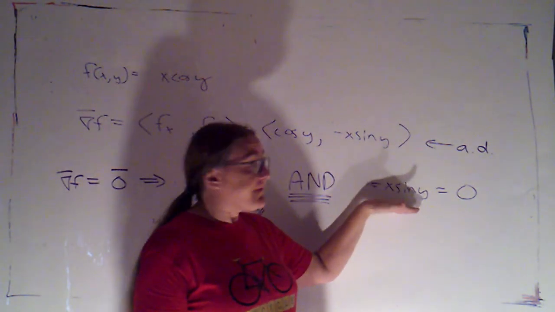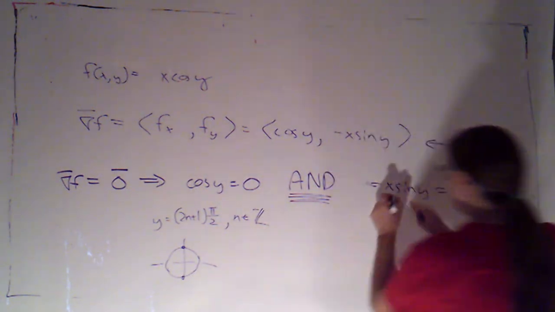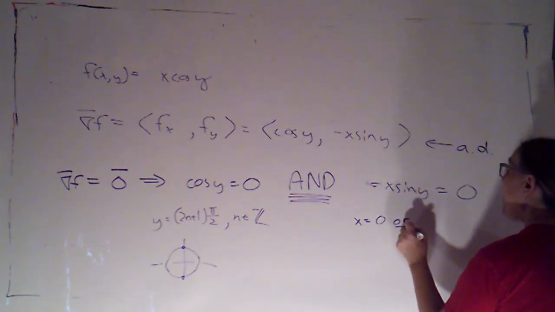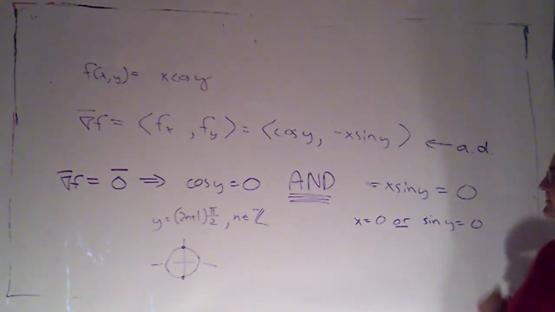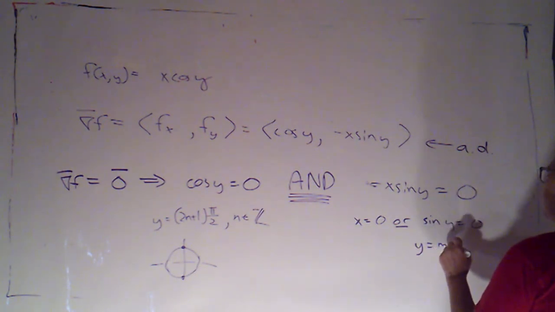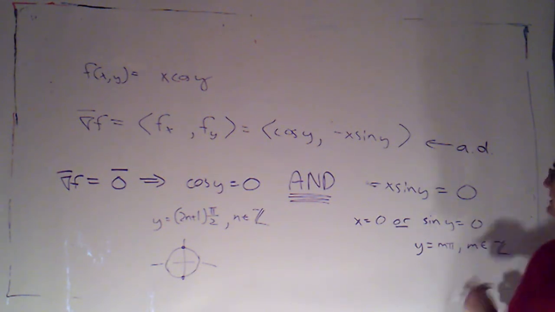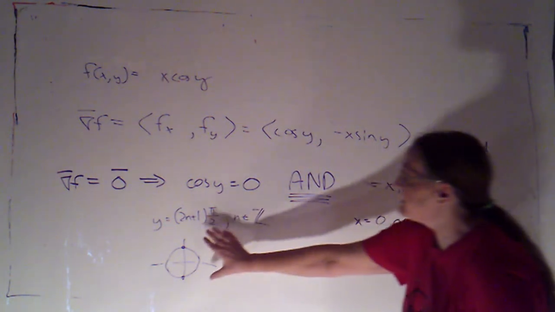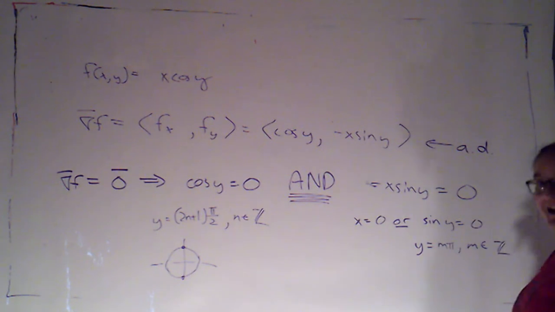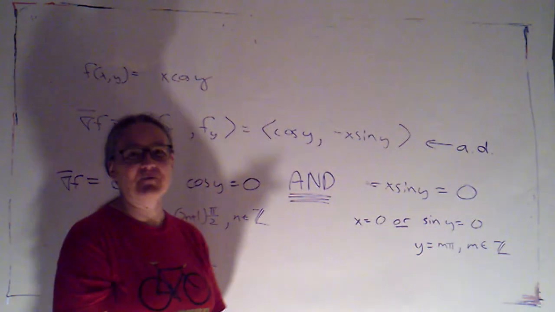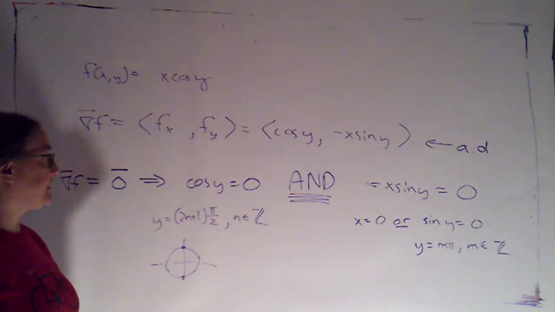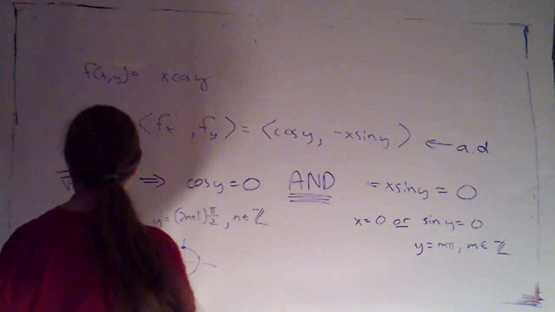Now, for this to be true, there are 2 options. This is a product of 2 things, so either factor could be 0. So this is x equals 0 or sine of y equals 0. And if sine of y equals 0, y is a multiple of pi. Let's write m pi, where m is an integer. Okay. So I need this to be true and one of these to be true. Okay. Do be very careful as you're labeling things, which ones are ands and which ones are ors. Okay. So I could have that y is one of these guys, an odd multiple of pi over 2, and x is 0. Okay, so that's going to give me some critical points.